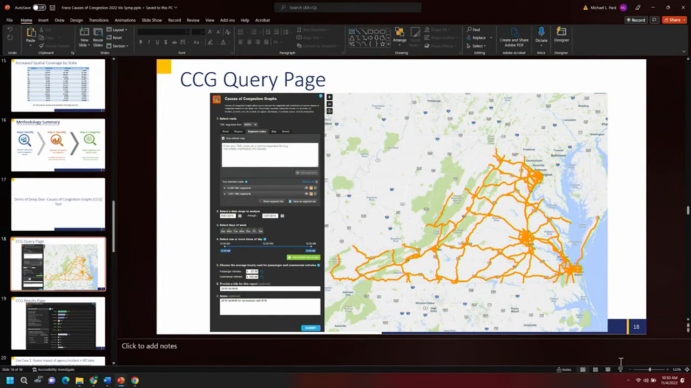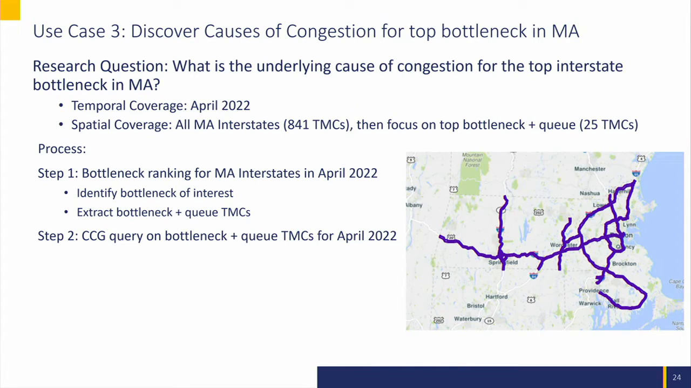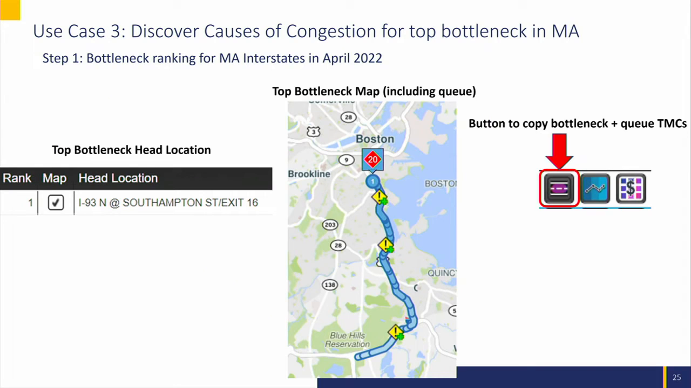So jump back in my presentation. There's a couple of use cases, but I'm going to just jump to the one I think is most applicable to agencies. It's kind of a two-step process. You discover the top bottleneck in a state. We have a bottleneck ranking tool that does that. I did that for the month of April 2022 in Massachusetts, and it was this road segment, I-93 northbound.